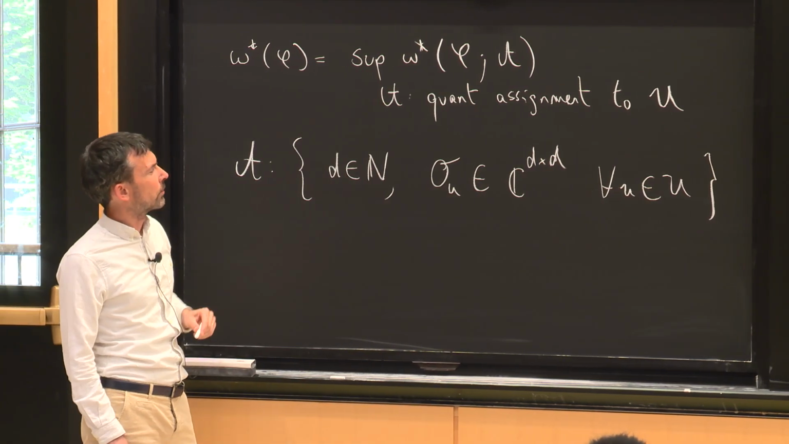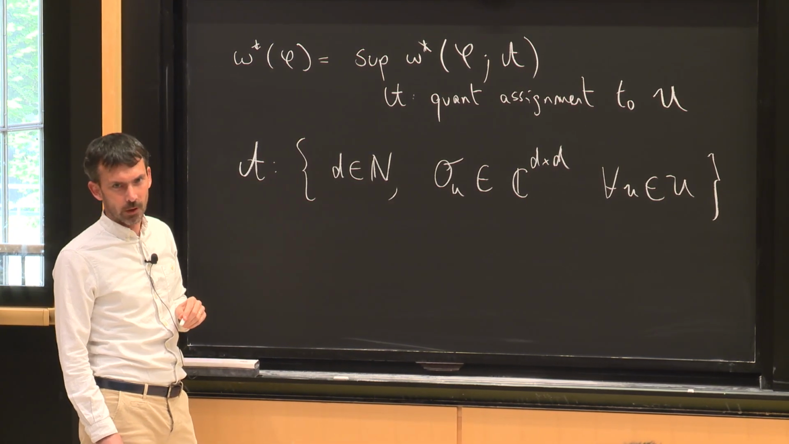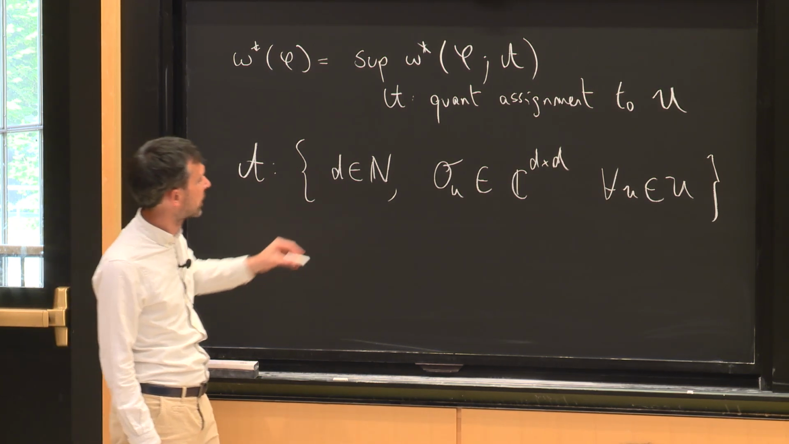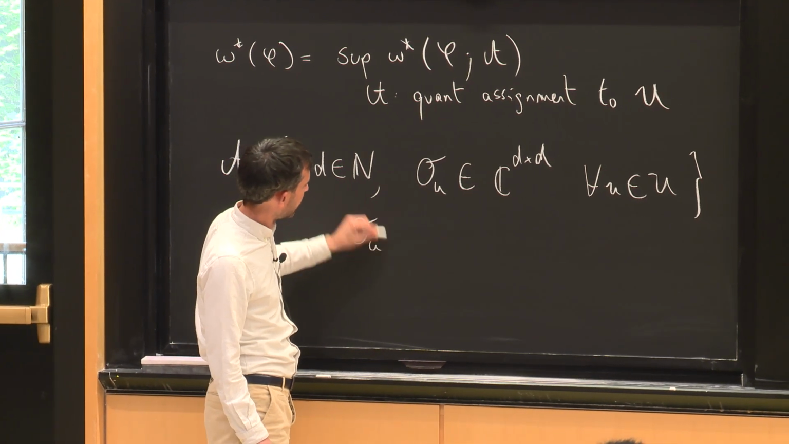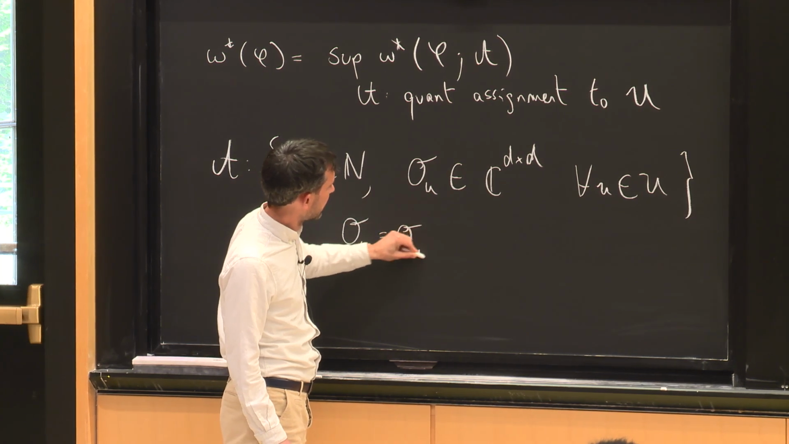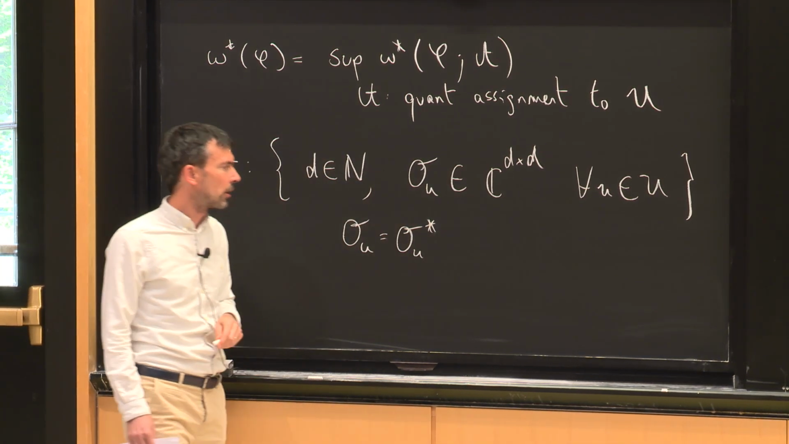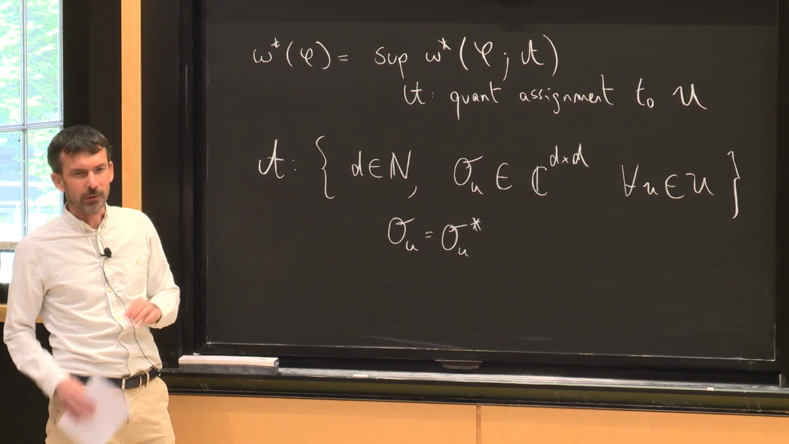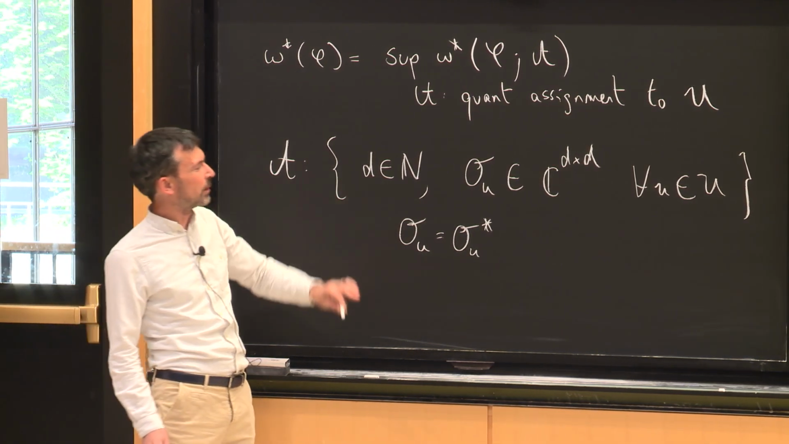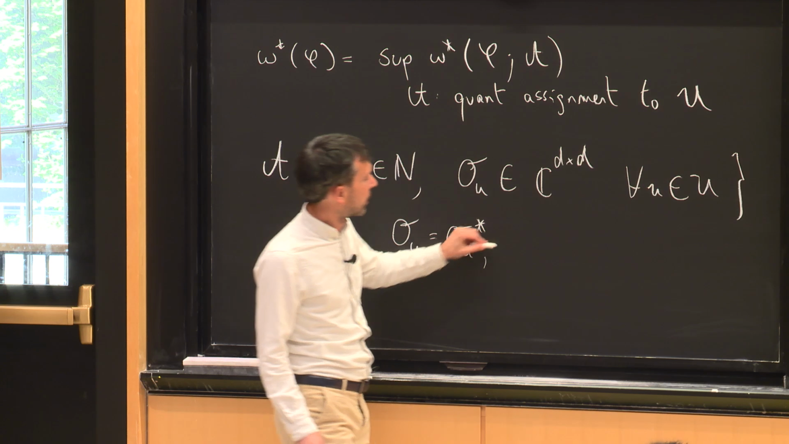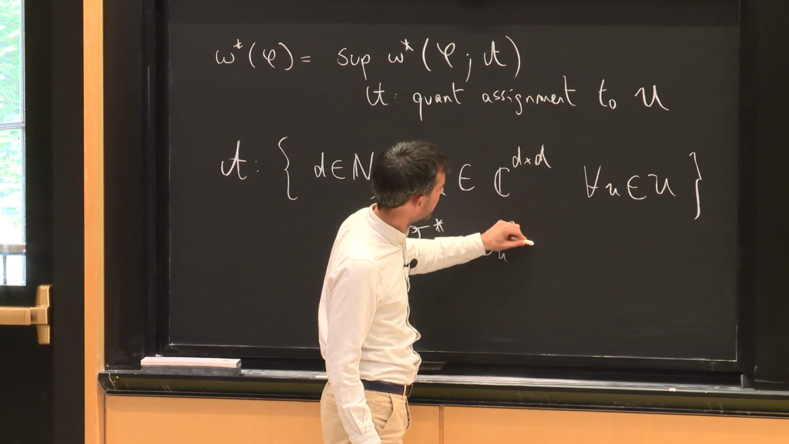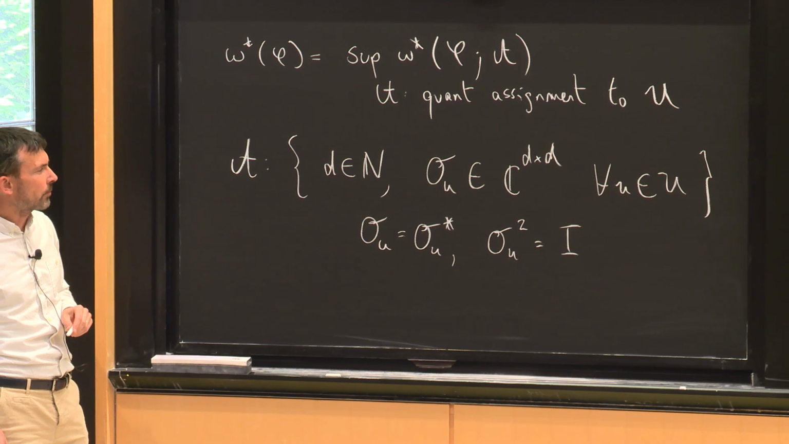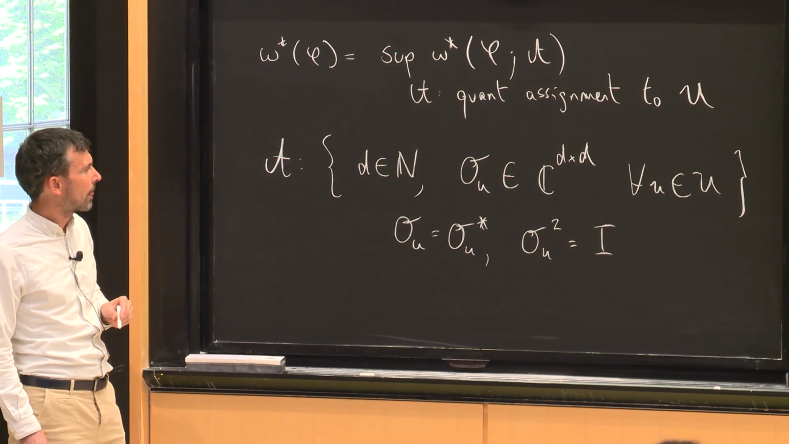I want this to be a non-commutative generalization of plus minus 1 assignments to the elements of my universe. So I will realize that by requiring that these things are self-adjoint. The star is just the conjugate transpose here. Complex numbers are not important. If someone doesn't like complex numbers, you can just have everything be real, and this would be a transpose. And they square to identity. Then they have real spectrum, and the spectrum is just plus minus 1.